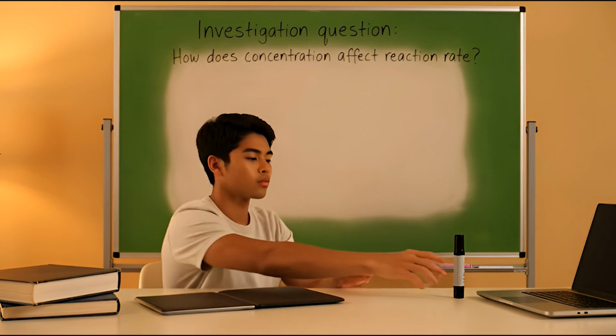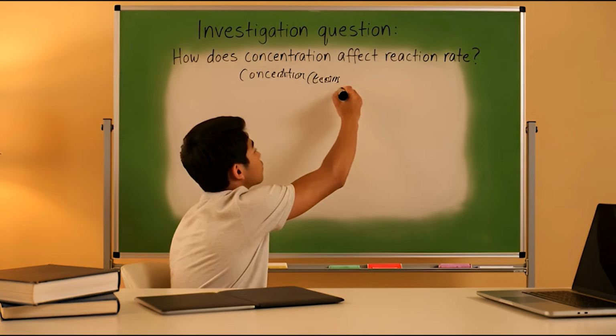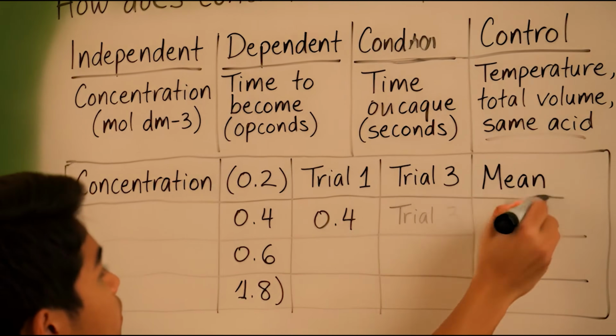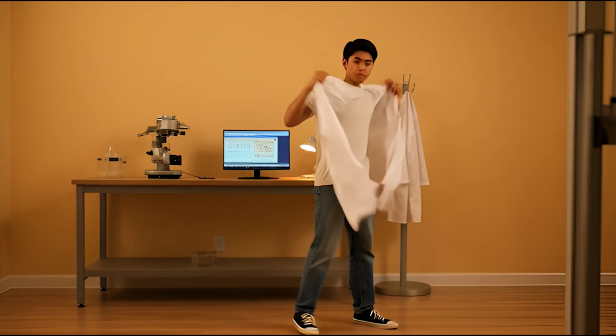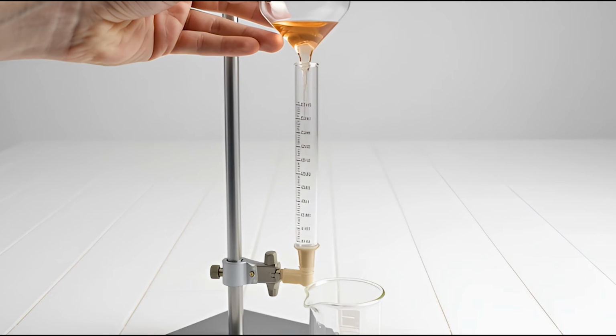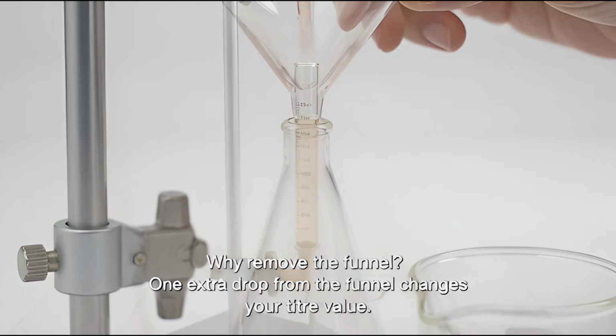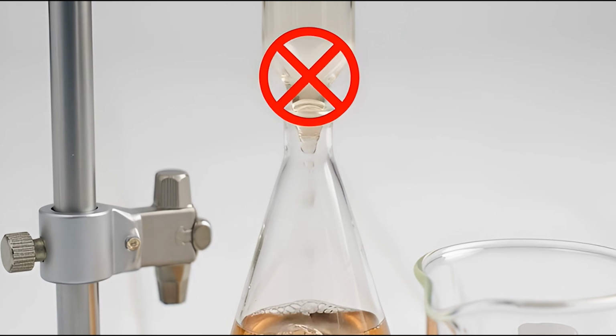Plan first. Question, independent, dependent, control. Then your table. Planning saves experiments. Fill the burette, remove the funnel, run to 0. No air bubbles, no hanging drops.